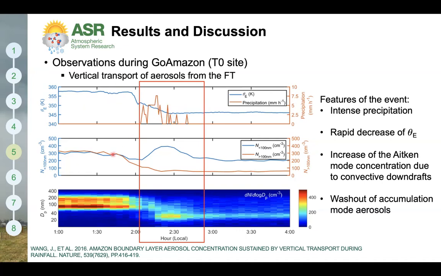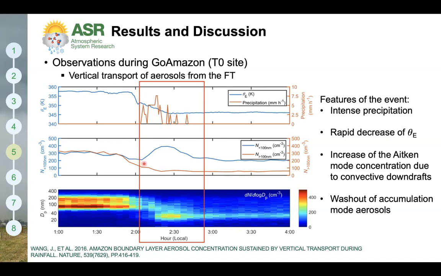We further analyzed the concentration of aerosols below 100 nanometers and the concentration of aerosols above 100 nanometers, which you can treat as the Aitken mode aerosols and accumulation mode aerosols. You can see that when the precipitation, or when the deep convection, occurred, both concentrations decreased, which is because of wet scavenging.